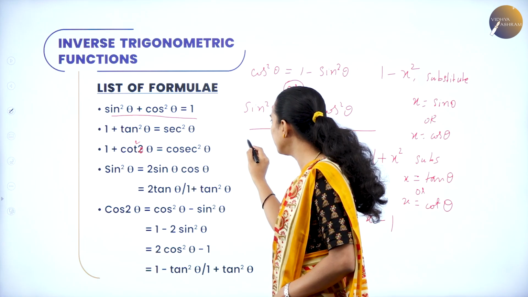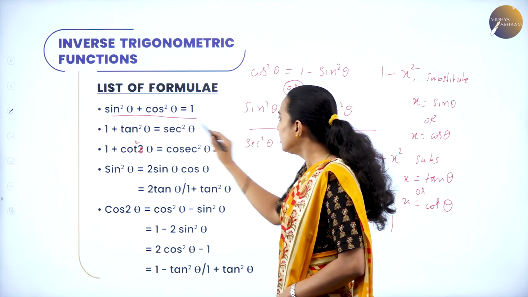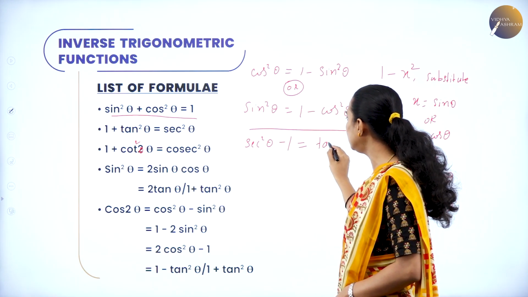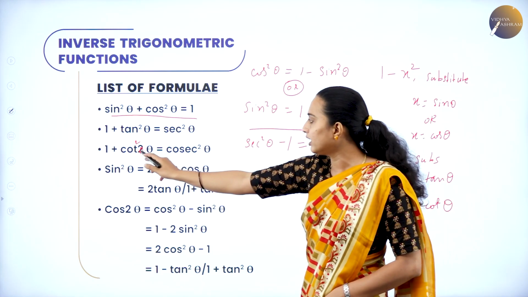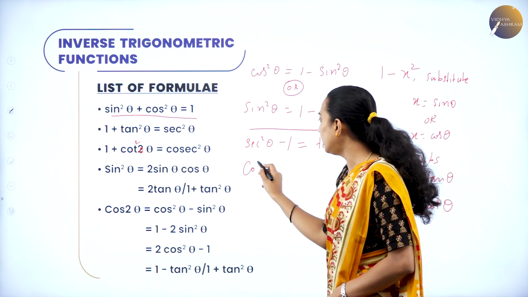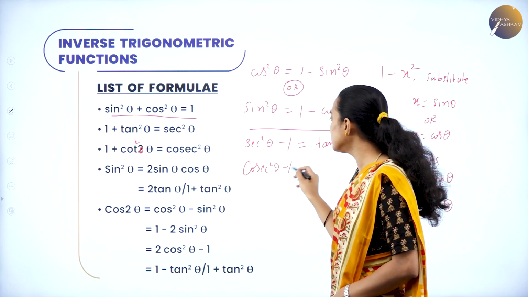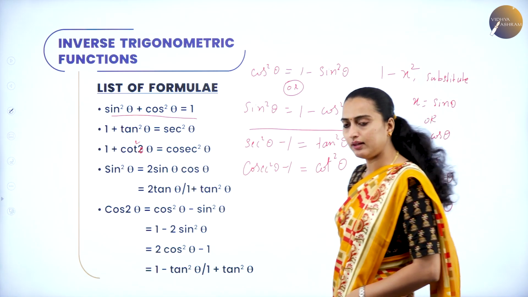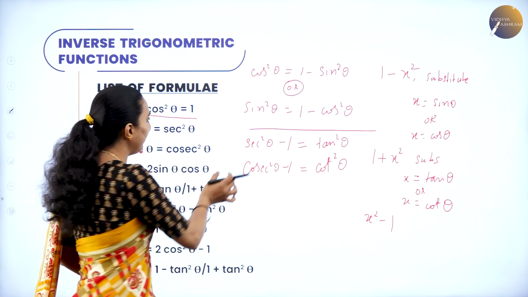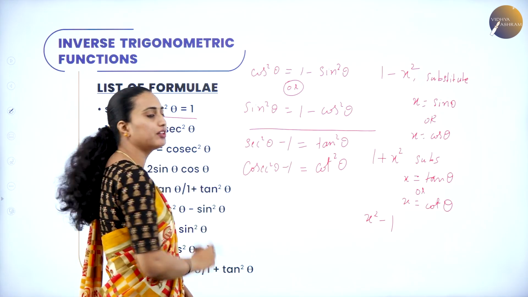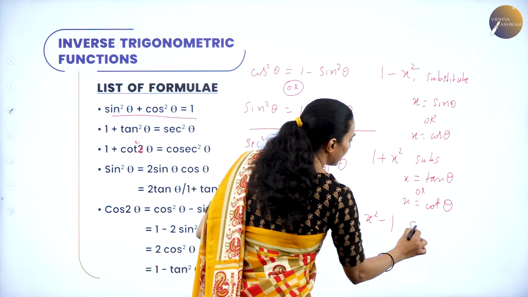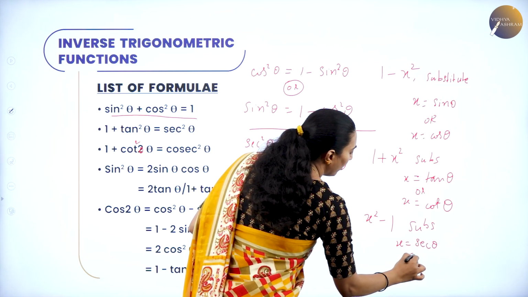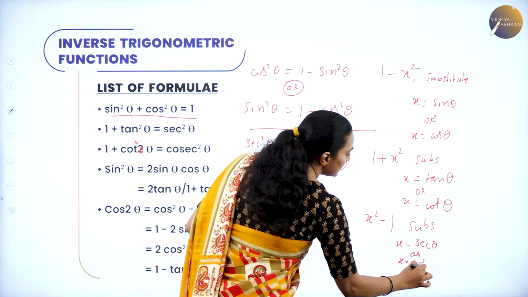Here you can observe, I am going to write it as secant squared theta; bring this plus 1 to this side, secant squared theta minus 1 can be written as tan squared theta, isn't it? Here also you can observe, cosecant squared theta minus 1 can be written as cot squared theta. So therefore, if it is in the form of x squared minus 1, I can substitute x is equal to secant theta or x is equal to cosecant theta.